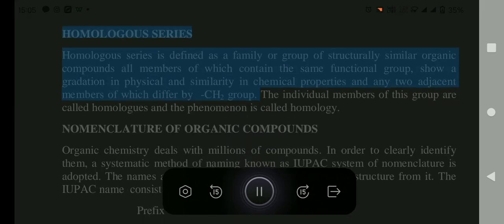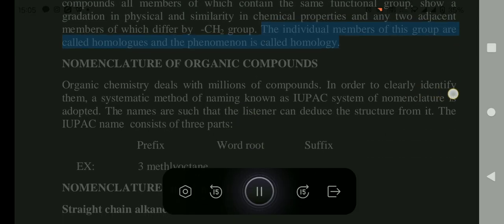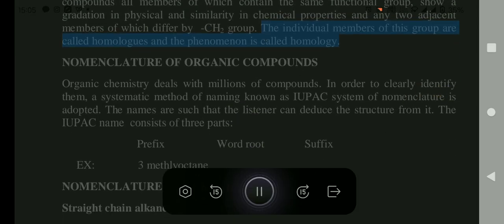Homologous series. A homologous series is defined as a family or group of structurally similar organic compounds, all members of which contain the same functional group, show a gradation in physical properties and similarity in chemical properties, and any two adjacent members of which differ by a CH2 group. The individual members of this group are called homologs, and the phenomenon is called homology.